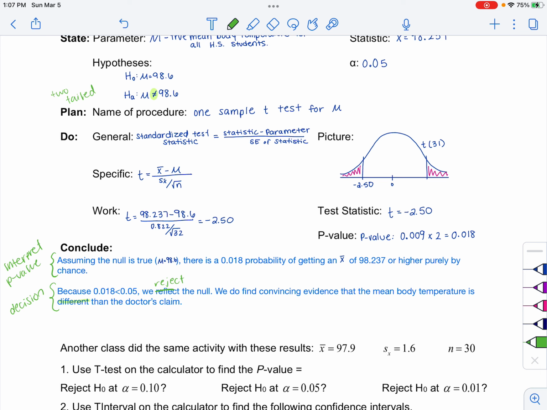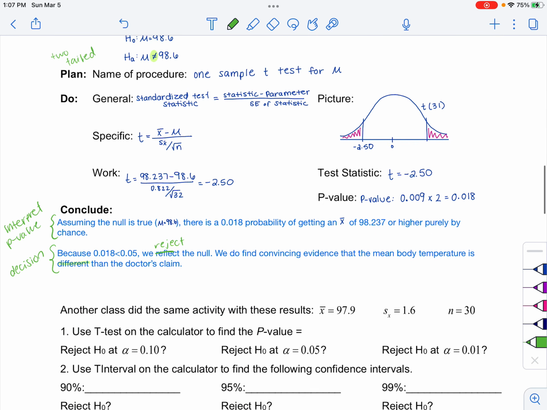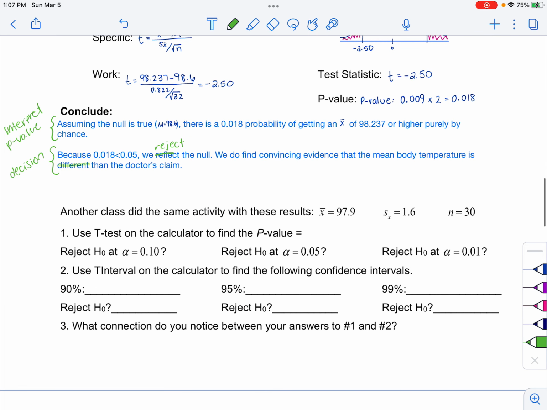All right. If you have any questions about this process, you can ask me in class. But I'm going to move on to this next section. And if you did not get to this next section, please pause and try it on your own.